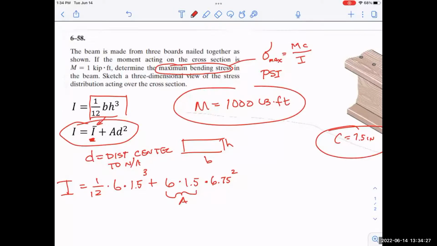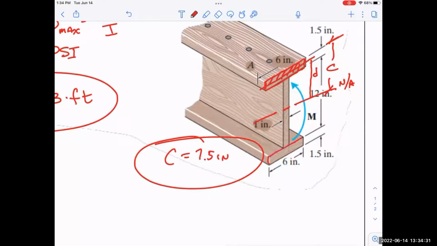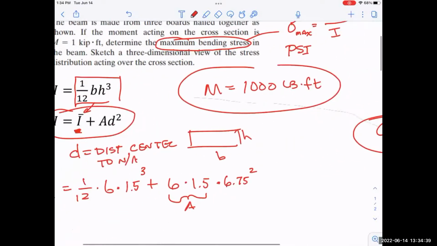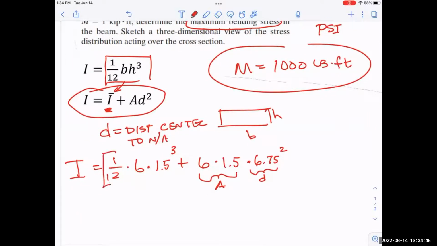Now, what's going to happen when I go do this for the bottom one? Isn't it because of the symmetry of this going to be the exact same answer? So instead of redoing all of this, I can just say times 2.